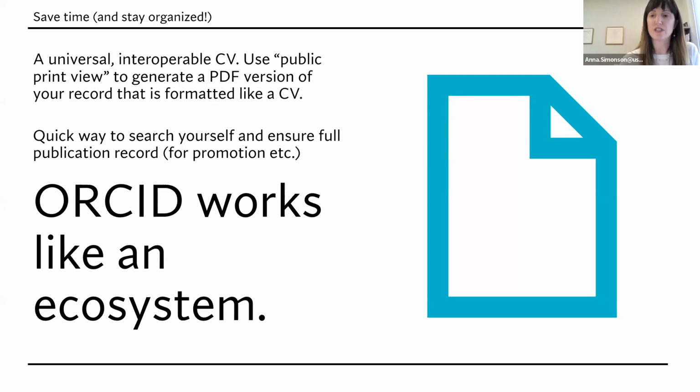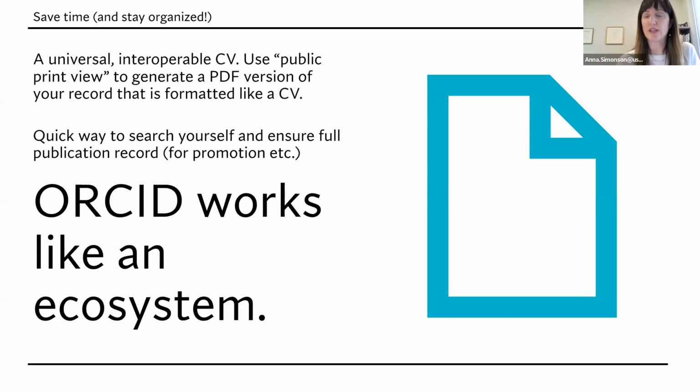And we'll see it in a few slides. We'll go into more detail, but there's a public print view. And when you hit that, it creates a CV for you from your ORCID record. It's formatted like a CV. So the great thing about this is it's a quick way to generate everything and know that you're not missing it, right?